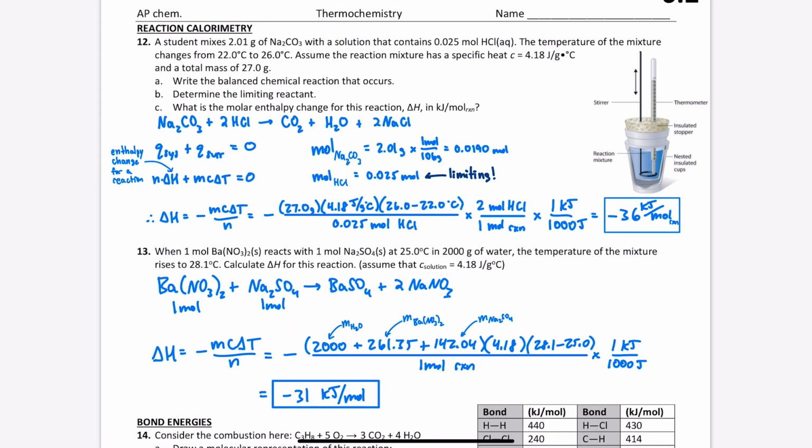In our next and last lesson in this unit, we will look at how we use other reference types of information to also get the delta H of a reaction.